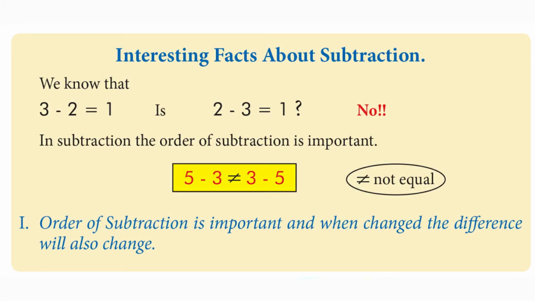In subtraction, the order is very important. In addition, the order was the same. For example, 5 plus 2 is equal to 7 and 2 plus 5 also was equal to 7. But in subtraction, it's not the same. If 3 minus 2 is 1, 2 minus 3 is not equal to 1. So in subtraction, the order is very important.